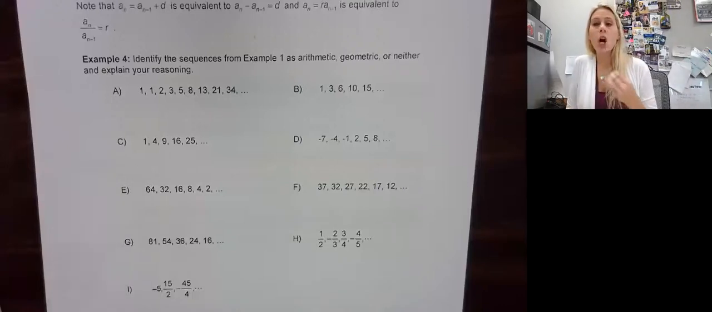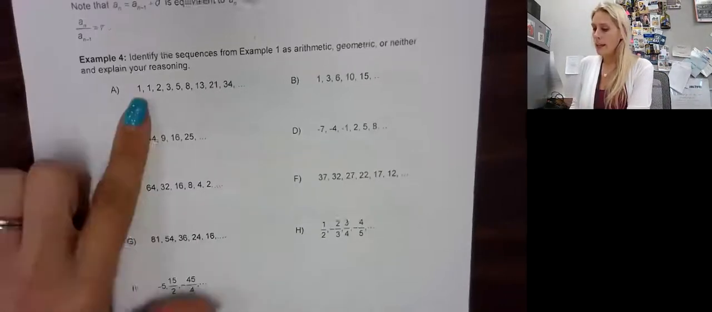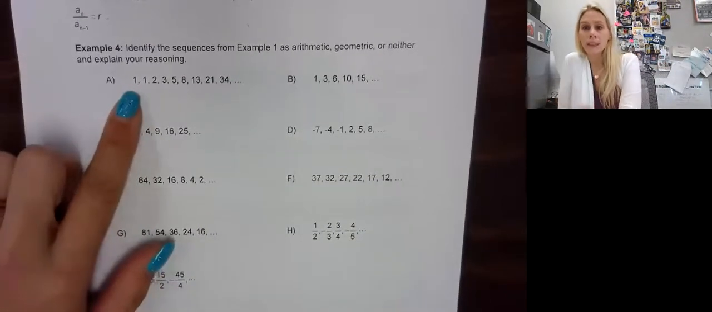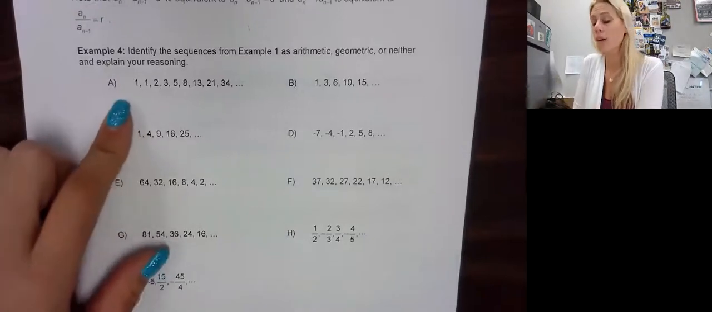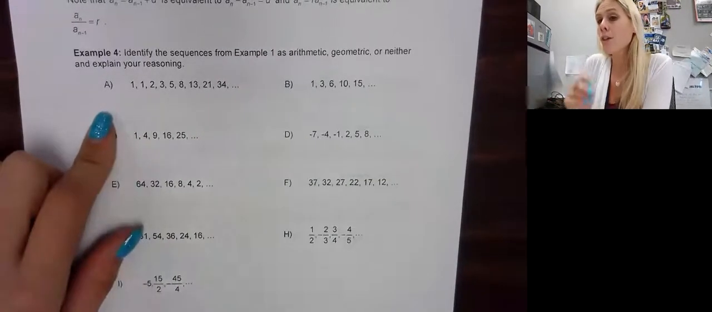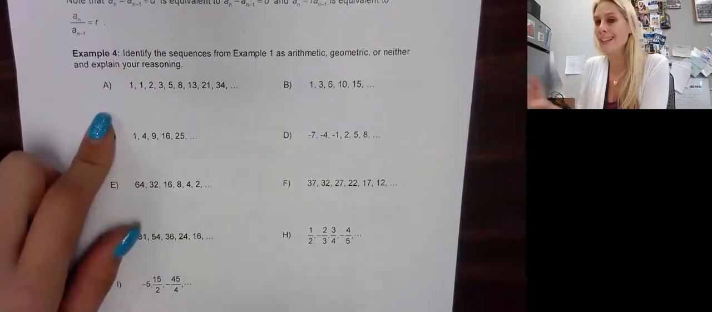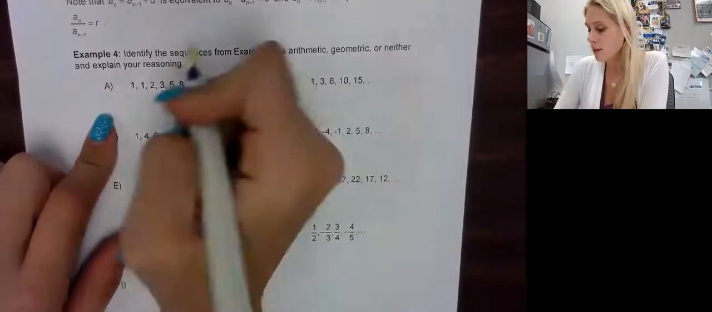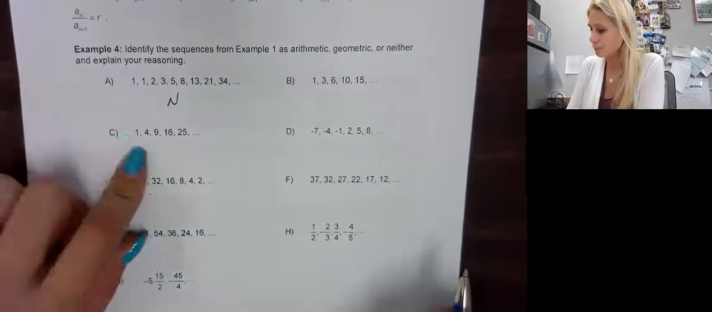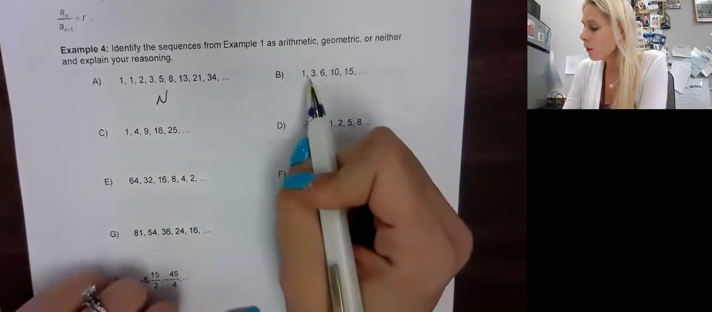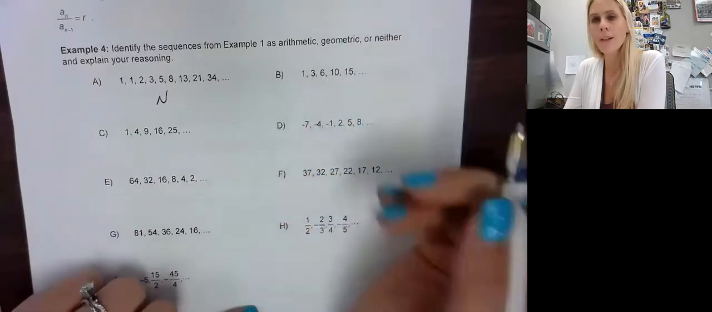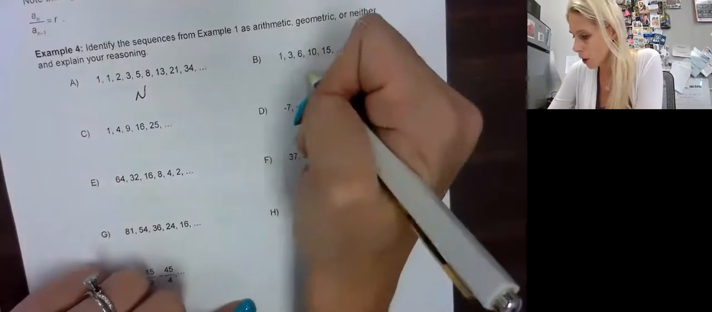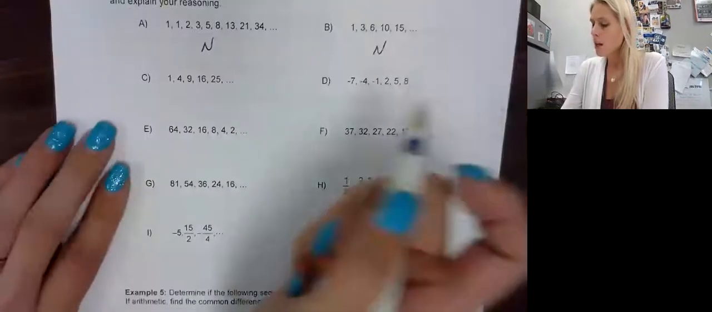So if it doesn't have a common difference or a common ratio, it's neither. So A, remember that was a Fibonacci sequence. What it was doing was adding the first two terms in front of it together. So adding the first two terms wasn't always adding the same thing, correct? So that means it is neither. B, what were we doing? We were adding 2 and then 3 and then 4 and then 5. So are we adding the same thing? No, we're not. So it's neither.